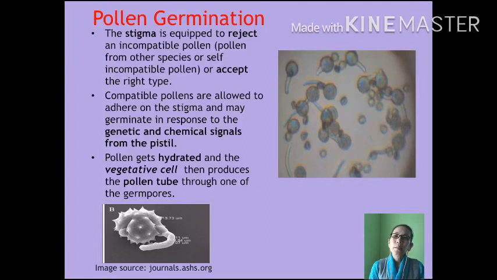On the other hand, pollens which are of other species or which are self-incompatible types are rejected by the stigma and prevented from germinating. Compatible pollens are hydrated initially on the stigma, and the vegetative cell in the pollen grain produces the pollen tube through one of its germ pores. The pollen tube then penetrates through the stigmatic tissues, and is further guided into the style and the ovule by different chemical signals.